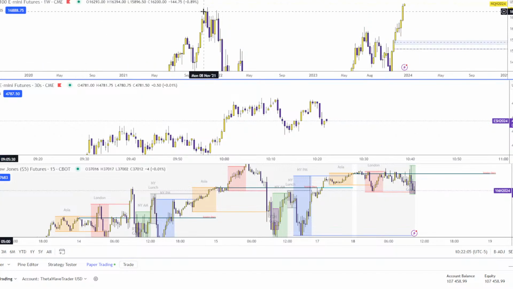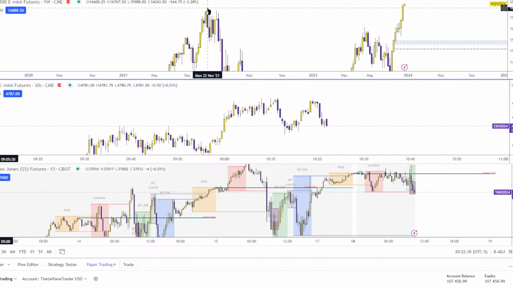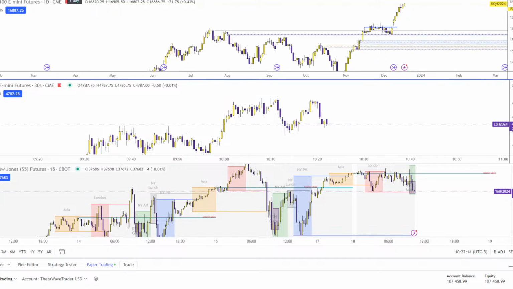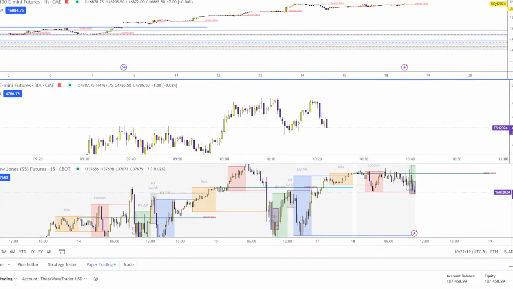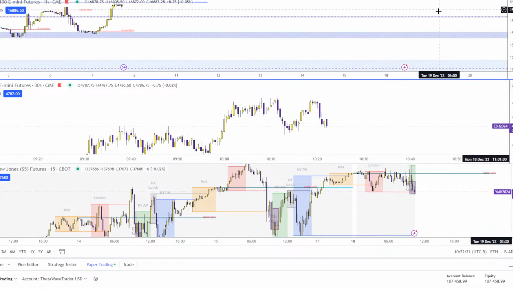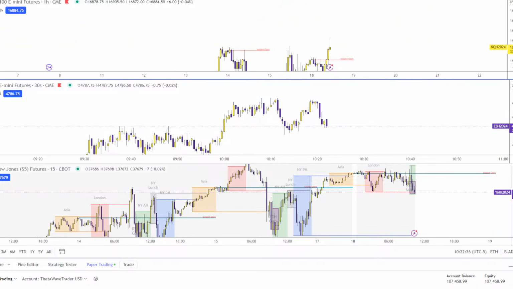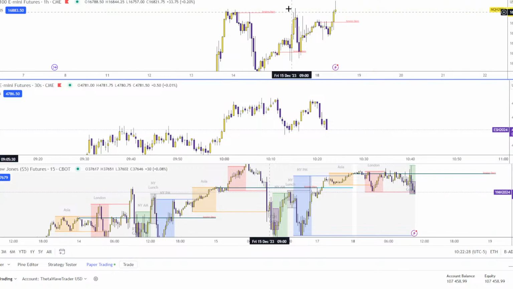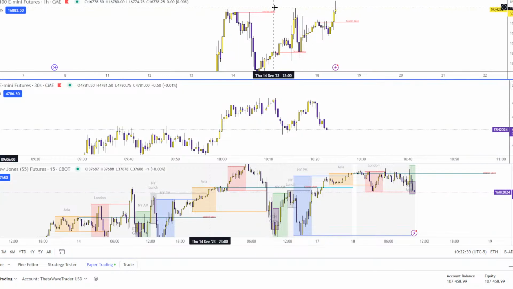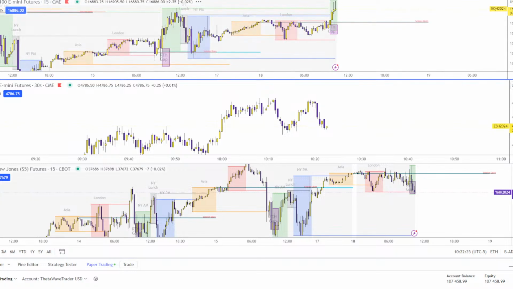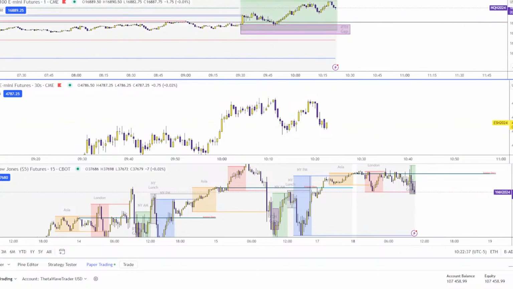Let me just look at this here. Where was this? The open? Oh, that is the high. We're above that. So we have made new highs. 1 hour. They've taken those highs out. 15, 5, 1 minute.